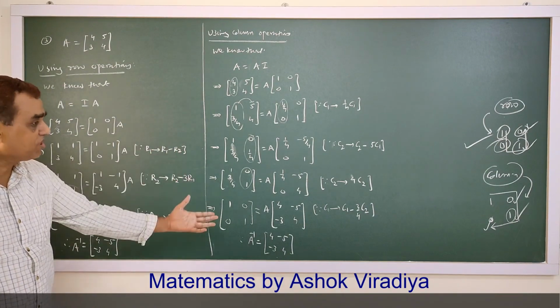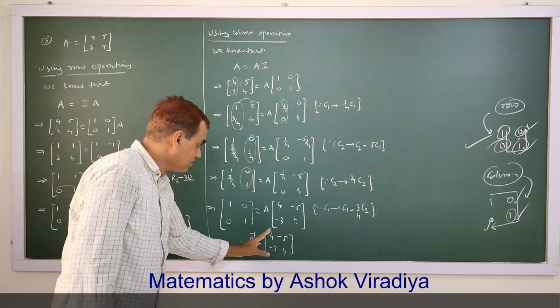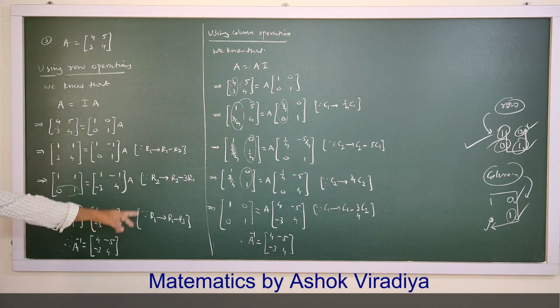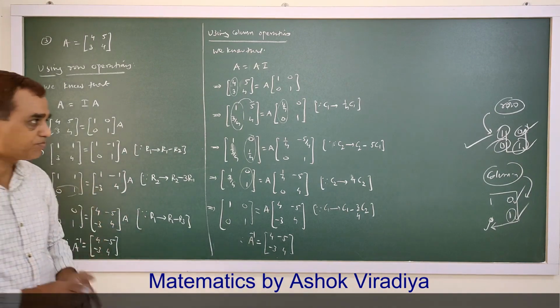Using column operations, perform only on columns. Using row operations, perform only on rows. See, nowhere can you see a column operation. Don't mix column and row.